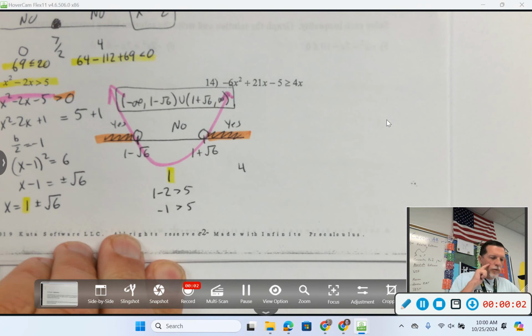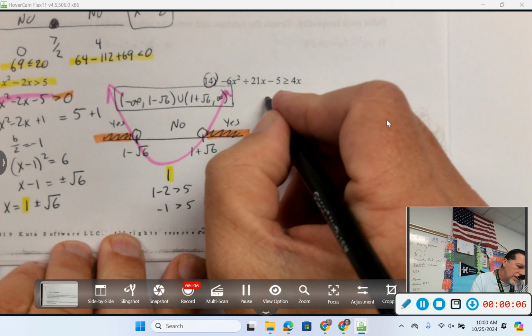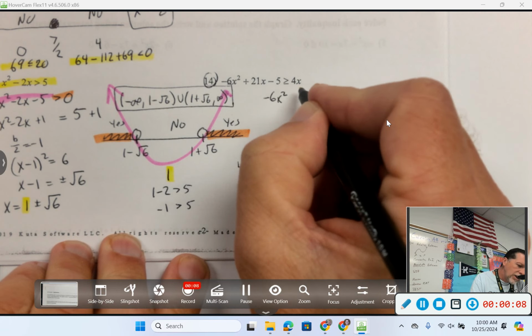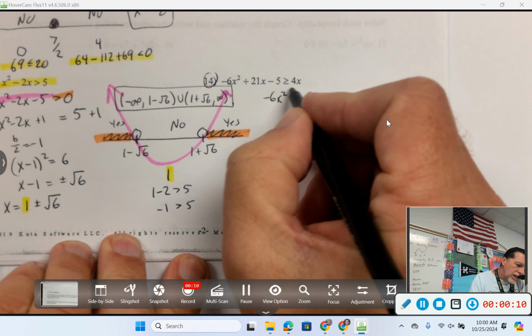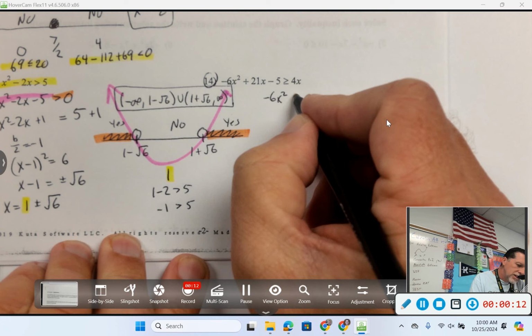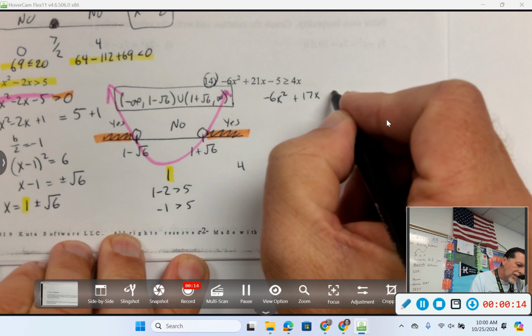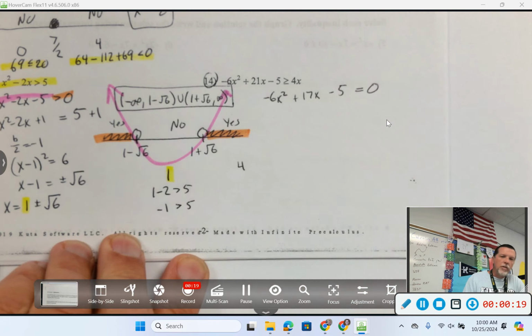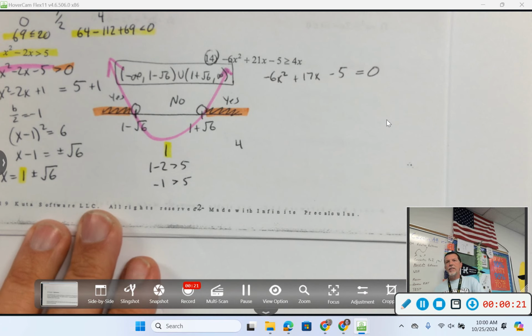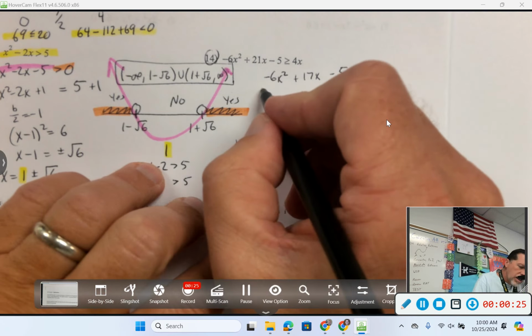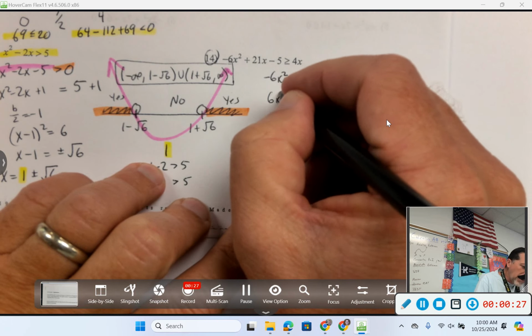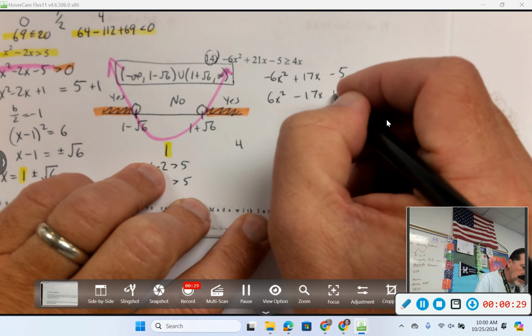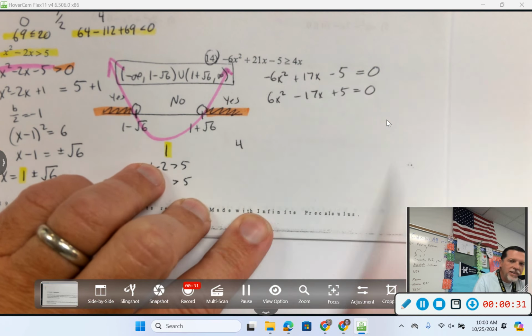Okay, so number 14 on the worksheet about quadratic inequalities. So negative 6x squared. I'm going to subtract the 4x over, plus 17x minus 5. I'm just going to say equals 0, and we'll come back later and figure out the less than, greater than shading stuff. First thing I do is multiply through by negative, so I don't have to mess with that anymore. Make my lead term positive.